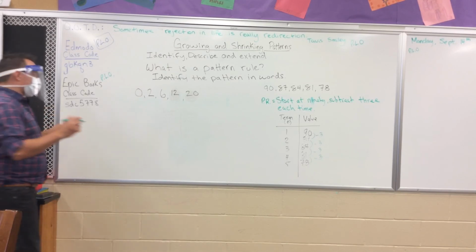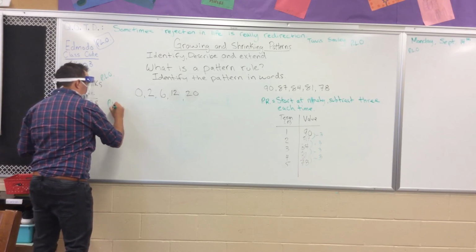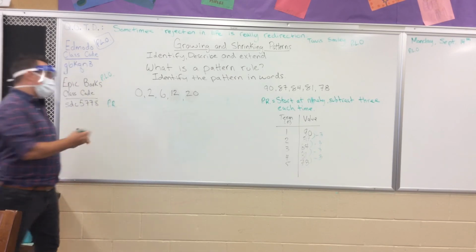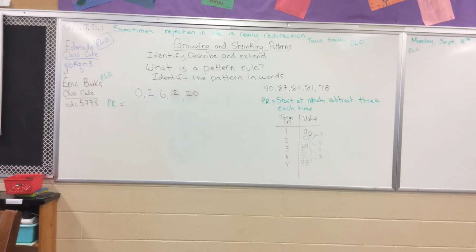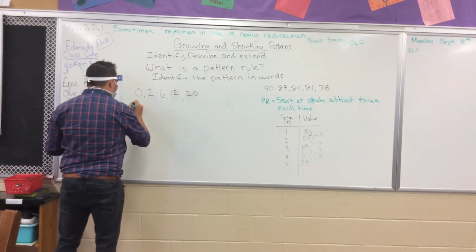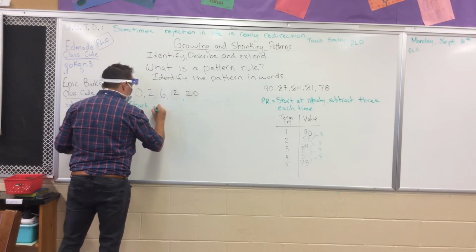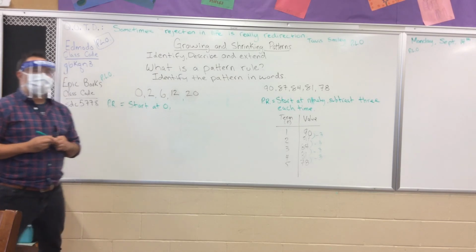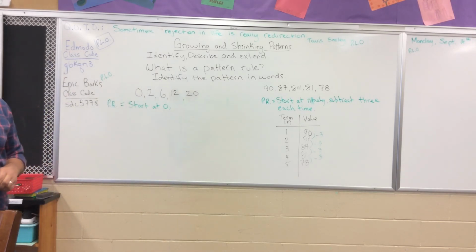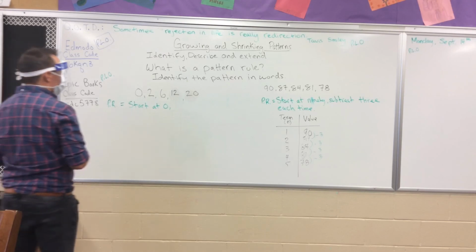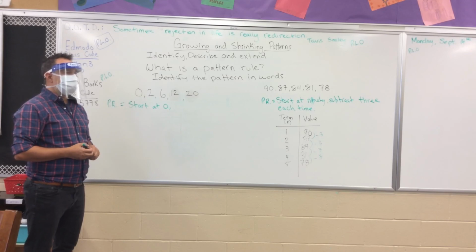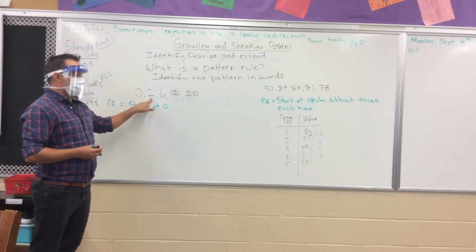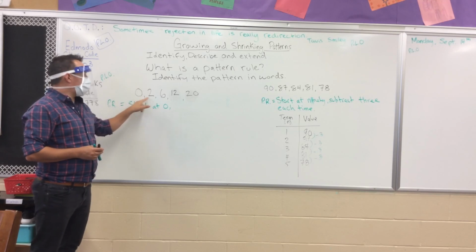Okay, so if we look at this one, what is our pattern rule? Pattern rule equals what? Well, how do we start our pattern rule? It always starts, Josie? Start at 0. So, pretty simple. We start this pattern, start at 0. And then what's the next part, Georgia? Times 2 each time. Does that work? 0 times 2 is 2. No. So we can't multiply it by 2.